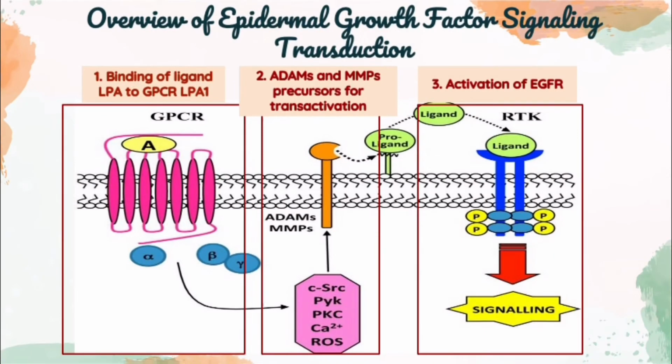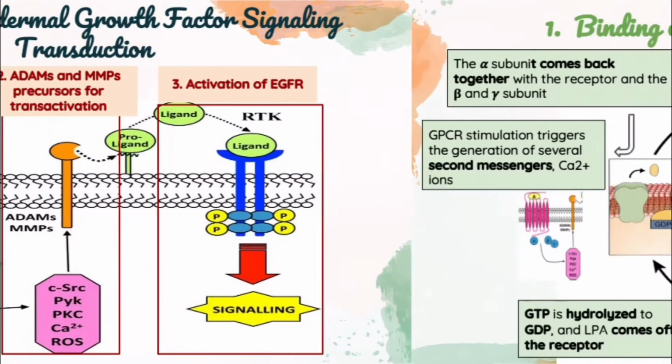The overview of epidermal growth factor signaling transduction. There are 3 main processes. Firstly, ligand LPA will bind to GPCR LPA1. Secondly, transactivation of ADAMs and MMPs precursors will then occur. Thirdly, activation of EGFR will then proceed.